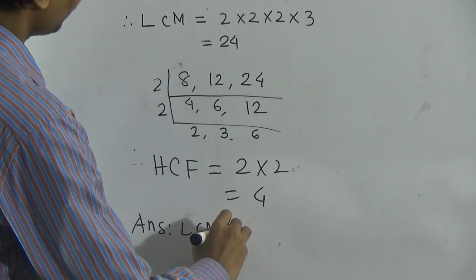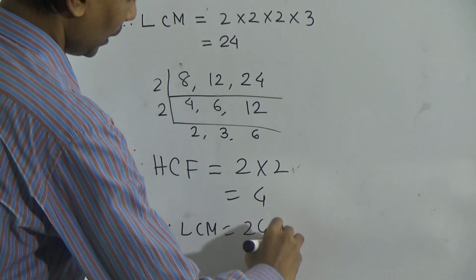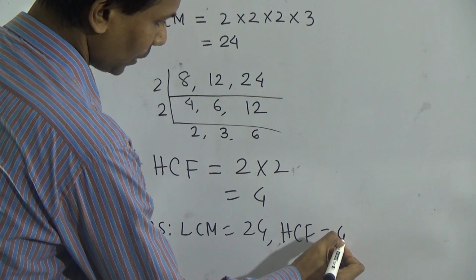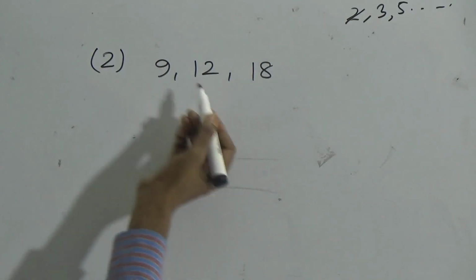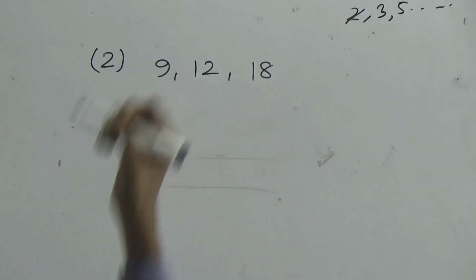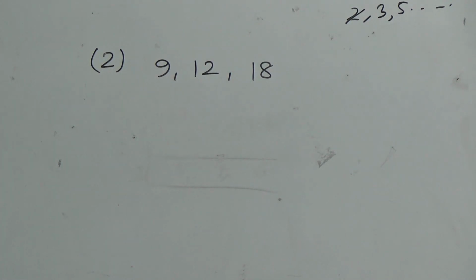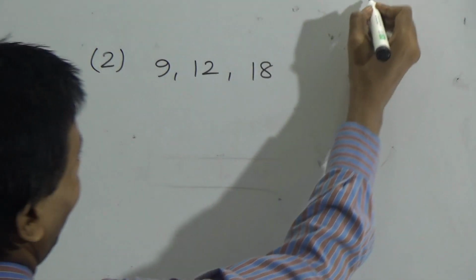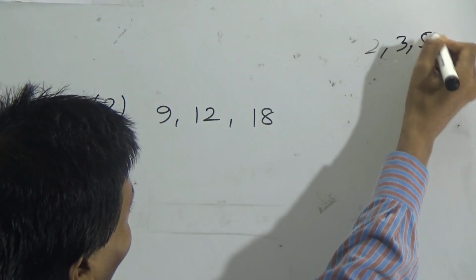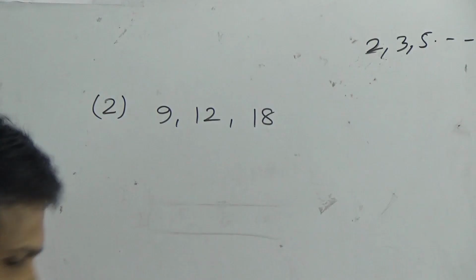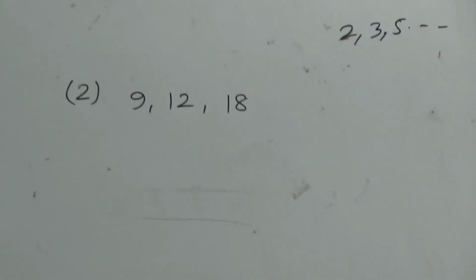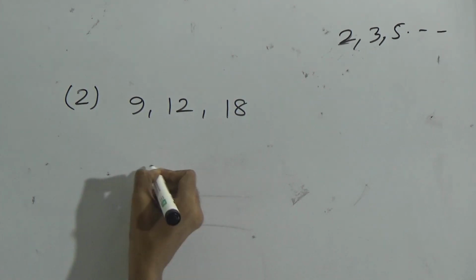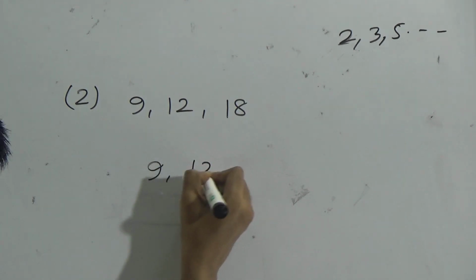Now write the answer: LCM 24, HCF 4. Next, the numbers 9, 12, 18. We know the prime numbers 2, 3 and 5 etc. At first I want to determine LCM. For determining LCM, you write 9, 12, 18.